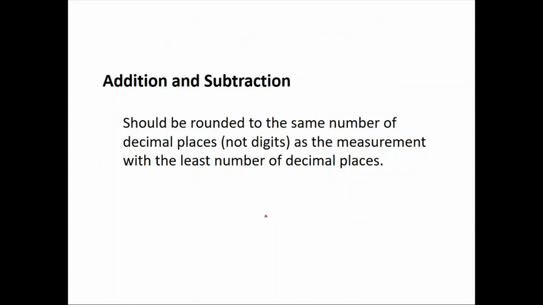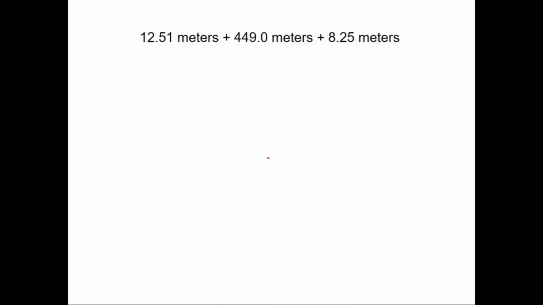What about the significant figures in addition and subtraction? The rule for the significant figures in addition and subtraction is they should be rounded to the same number of decimal places as the measurement with the least number of decimal places. An example will help us. Let's look at, for example, we are going to sum these three lengths.